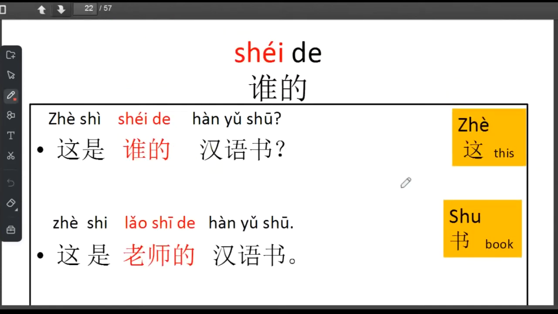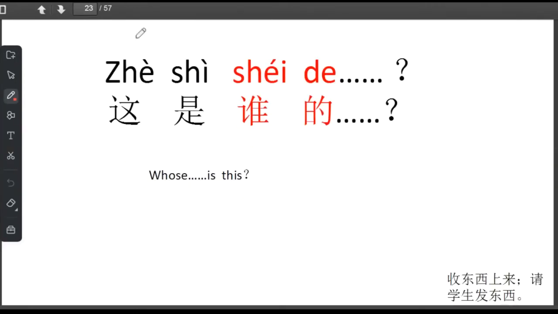Now, 这是谁的汉语书? Answer, 这是老师的汉语书。See? They are the same part in the sentence, so they are in the same place. 这是谁的书? 这是吴老师的书。Whose water is this? Water, 水。这是谁的水?